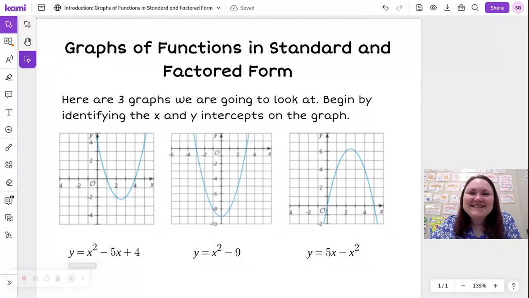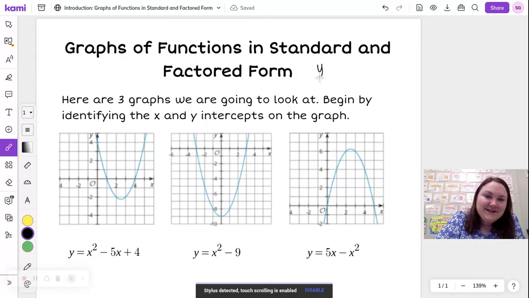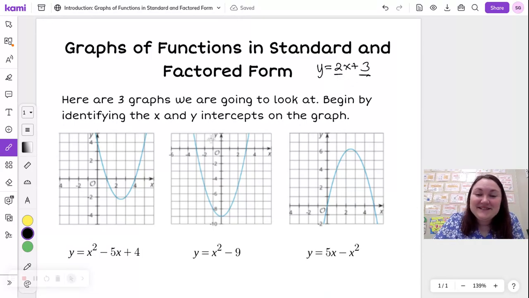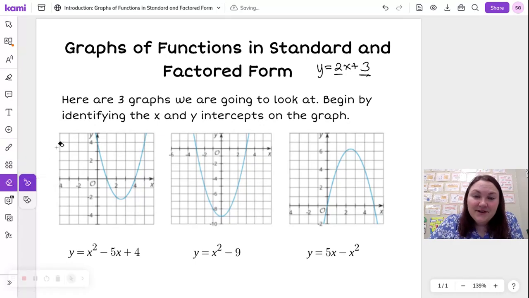Algebra students, this is our introduction video for our lesson on graphs of functions in standard and factored form. The goal of this lesson is going to be to find the connections between equations of quadratics and the graphs. For example, you already know some connections. In linear equations like these, this represents your y-intercept and this represents the slope. There are similar connections for our equations of quadratic equations.